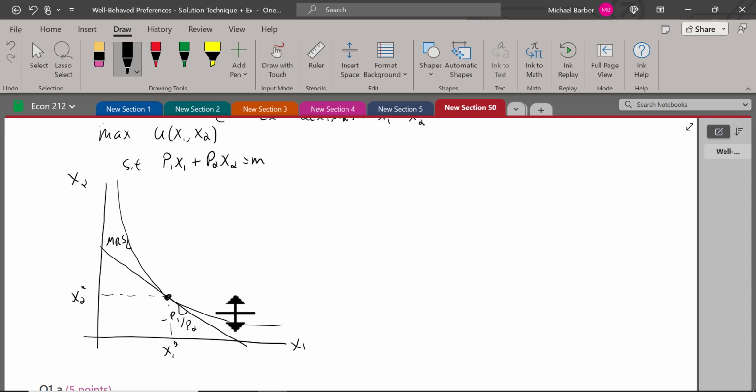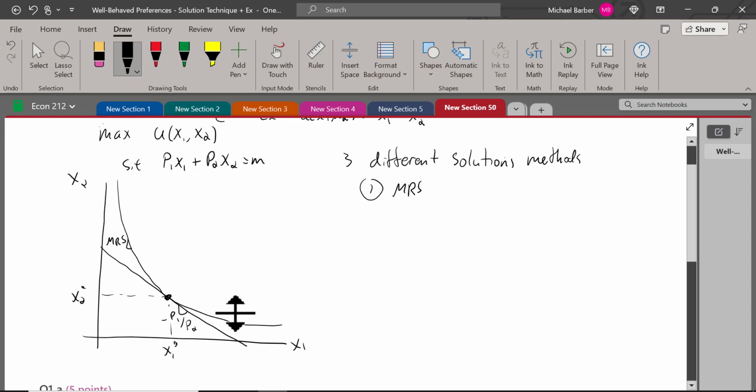And so there are 3 different solution methods. You can just pick whichever one you want and always use that. The first one is what I'm going to call the MRS condition. This is using the fact that the slopes of these two lines are the same at the optimal solution, and also that you're spending your whole budget. That's going to be that technique, and we'll expand on that below because that's the one I'm probably going to use. Well, maybe I'll just say it right here.